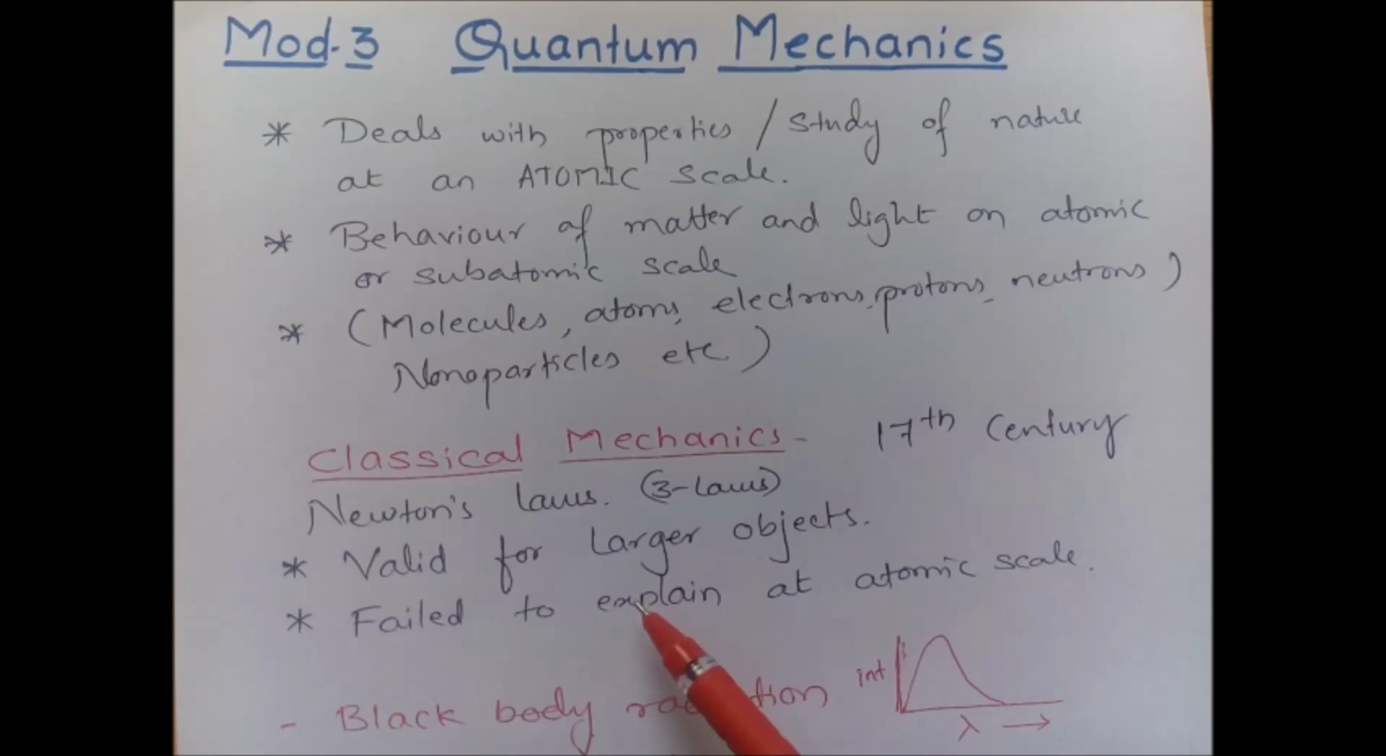This works for larger objects, objects which are not atomic. The larger object may be anything: a ball, a car, or celestial bodies, planets and stars. It works very well for all the larger objects, but it fails to explain things at the atomic scale.